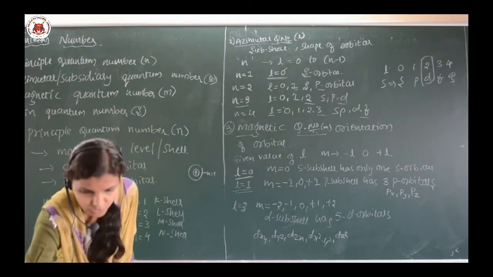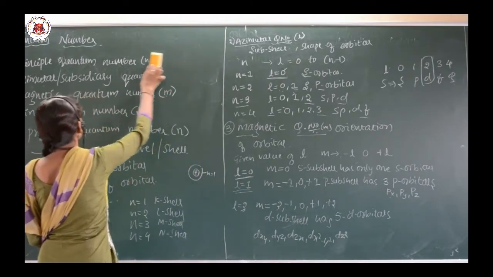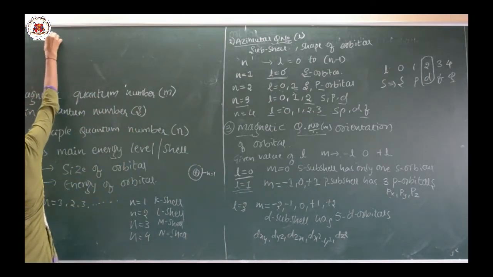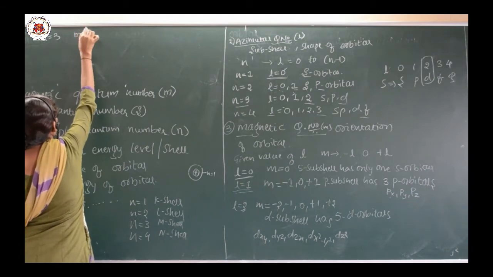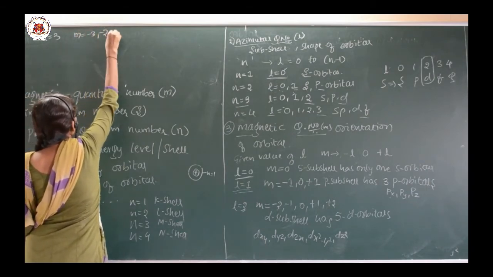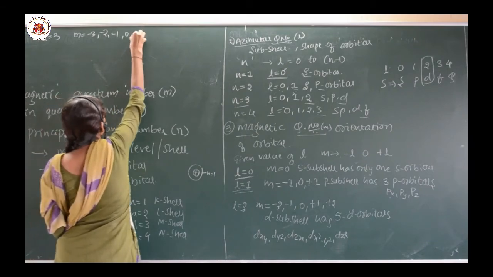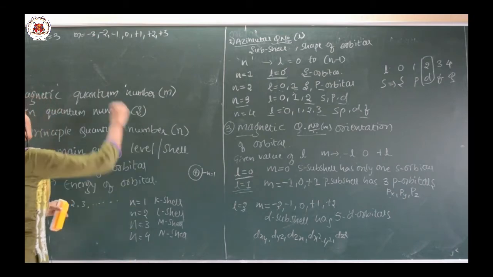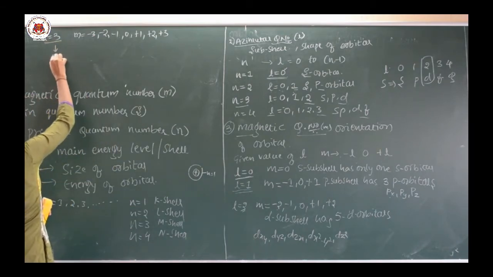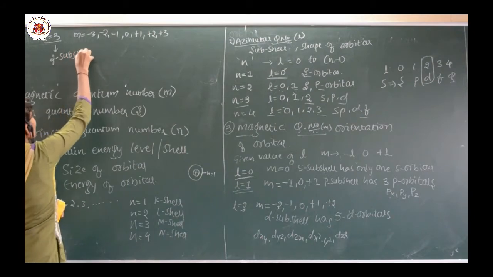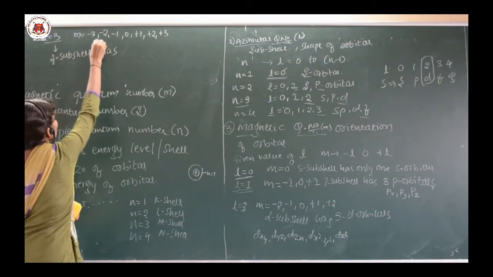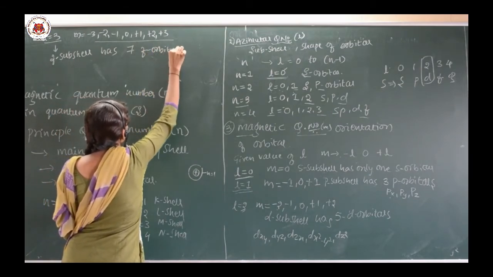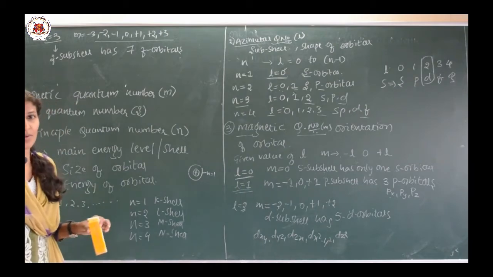And one more thing, when l is equal to 3, at that time m is equal to minus 3, minus 2, minus 1, 0, plus 1, plus 2, plus 3. So, if l is equal to 3, which subshell? The f subshell has 7 f orbitals.